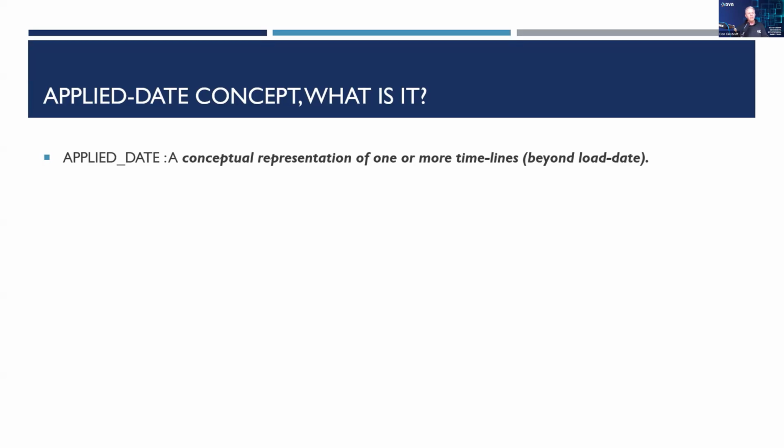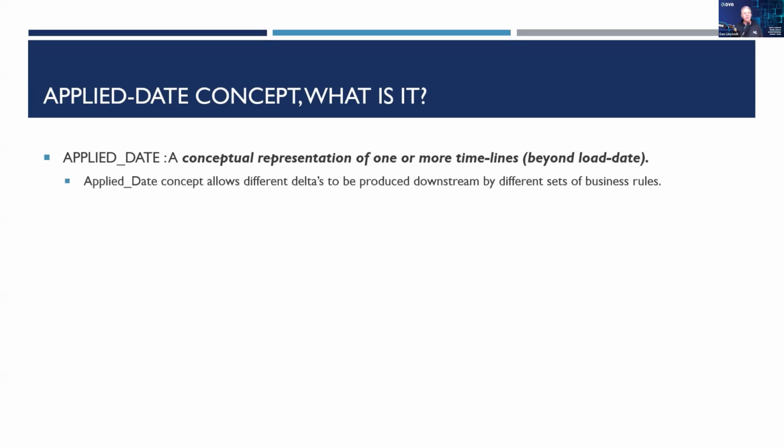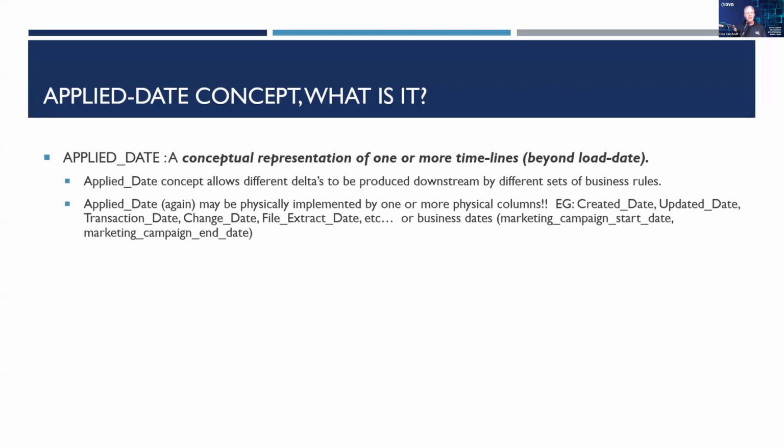Right, so we'll finish it. Applied date is a conceptual representation of one or more timelines. Again, don't just see this word and think it's a single column. It's not. It allows different deltas to be produced downstream by different sets of business rules. Here are some examples. And again, applied date is a concept, not a physical field called applied date 1, applied date 2. Don't go do that.